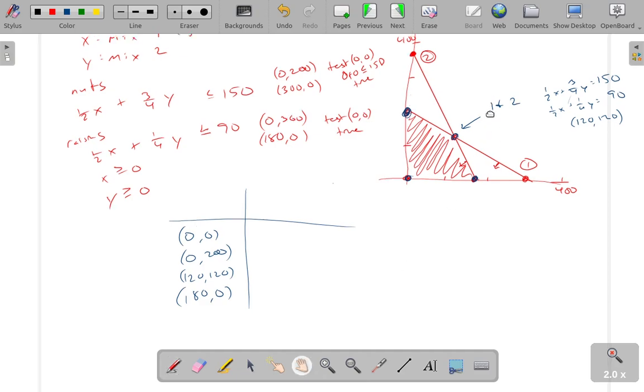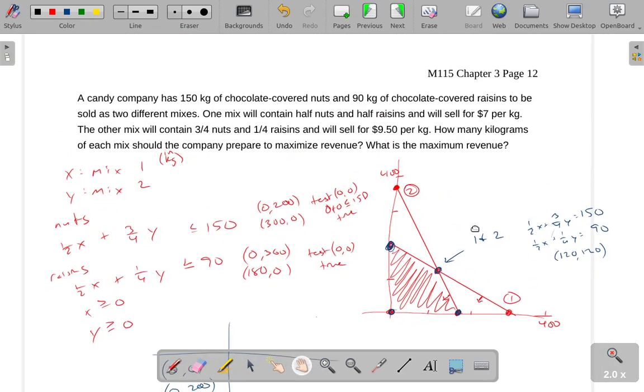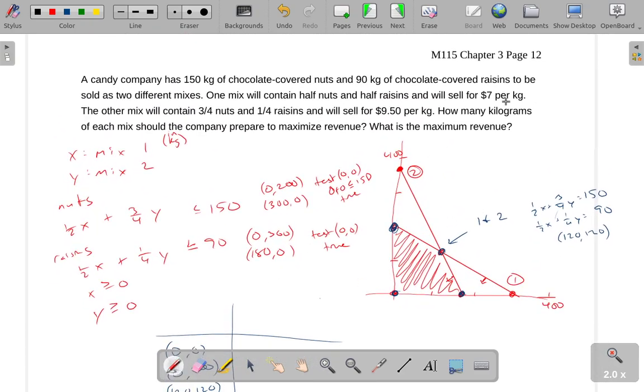All right, those are my 4 corner points. I haven't gotten to it yet, but I do need to figure out what my objective function is here. The objective function is your objective. It's the thing you're trying to minimize or maximize. We're trying to maximize revenue here, and you can get revenue by figuring out how much of each of these you're selling. This first mix we're selling for $7 per pound, and the second mix we're selling for $9.50 a pound. So 7x plus 9.5y, this is my objective function, that's z.